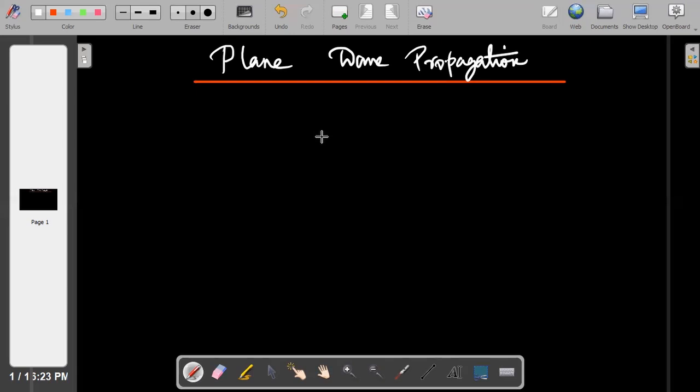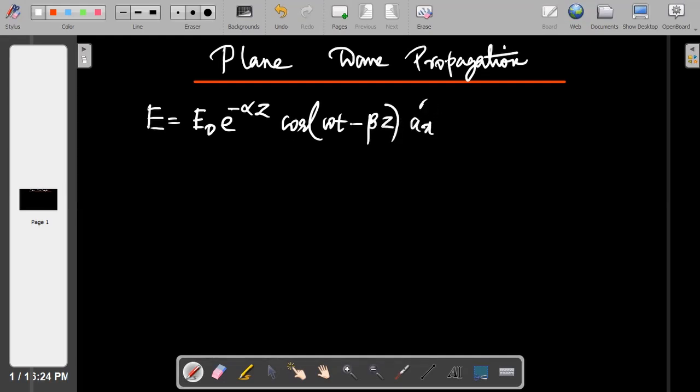But still, before starting wave propagation, I'm telling you some forms. E equals E naught e to the power minus alpha z cos of, already we have covered, but I don't know how much you have remembered after skill lab. That's why I am telling. This is very important. This is your wave equation. This is the electric field, correct? And this is called your amplitude.